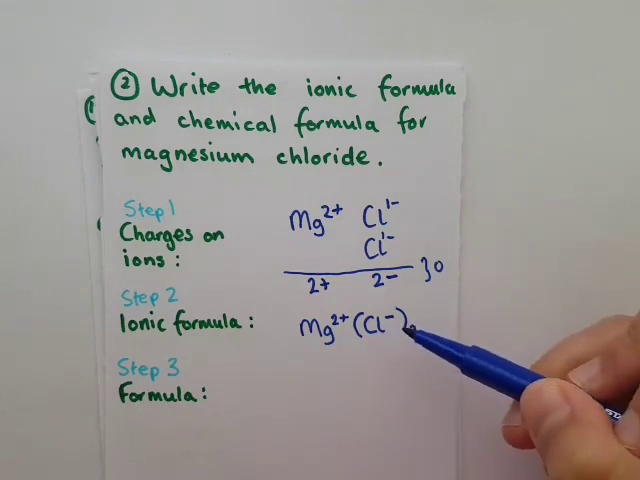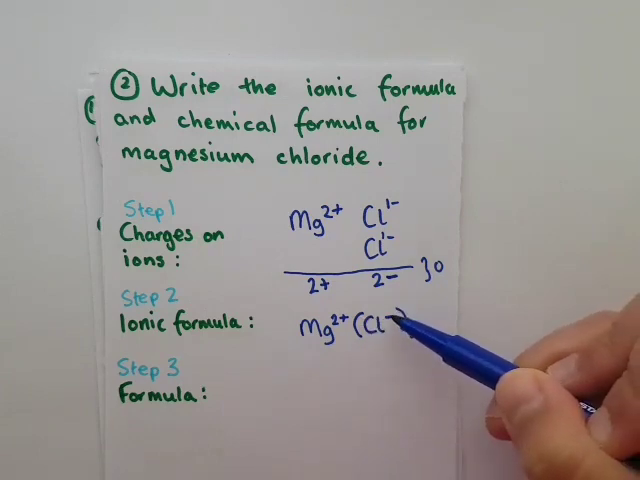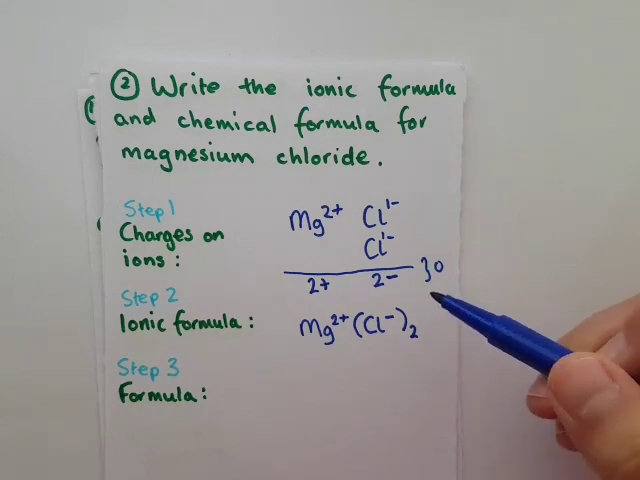The reason I need brackets is because I have not only got 2 chlorides, I've also got 2 minuses. So the brackets show that this 2 applies to the symbol for chlorine and to the negative charge.